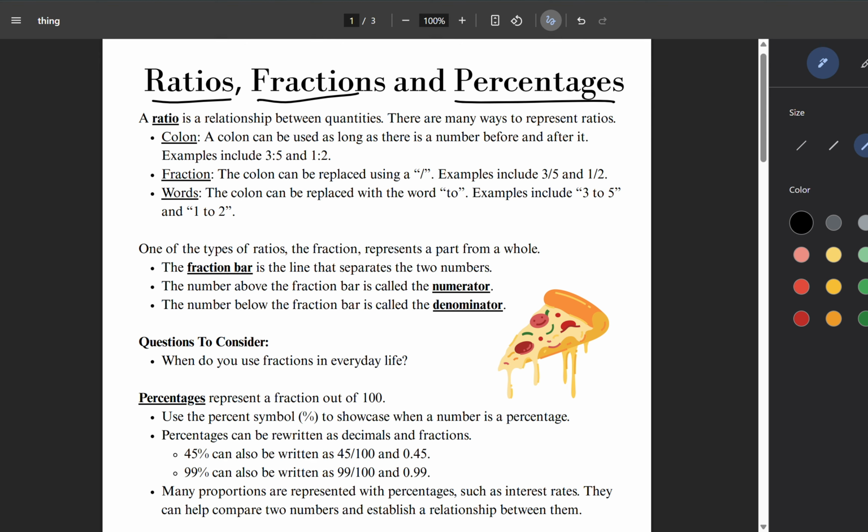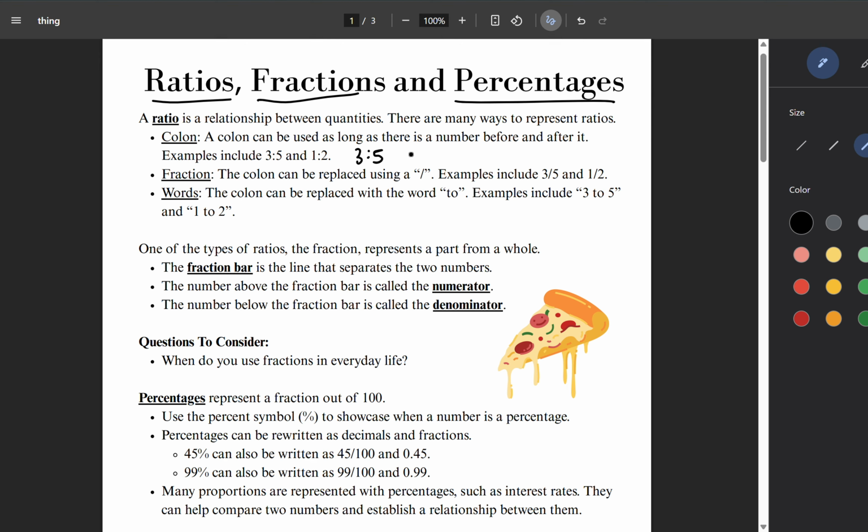So first, we can use a colon, and you'll see what the definition really means when we follow through with these examples. So we have 3 colon 5, and the way I would read this out loud is 3 to 5. So this shows that for every 3, there's 5. Once again, going back to the definition, we are showing how much of one thing there is in comparison to another. So for every 3, there is 5.